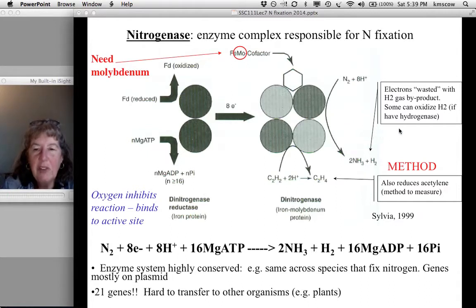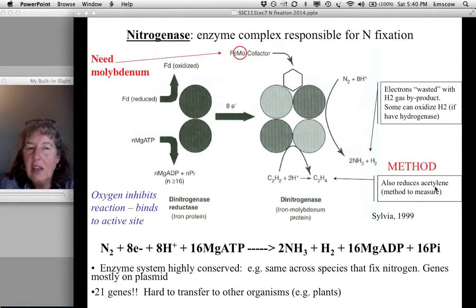A couple of interesting things here is that hydrogen gas is a byproduct of this reaction. Some organisms have ways to capture those electrons in that hydrogen gas, use the hydrogen gas as an electron donor, and be able to make energy from that to compensate for the energy used.